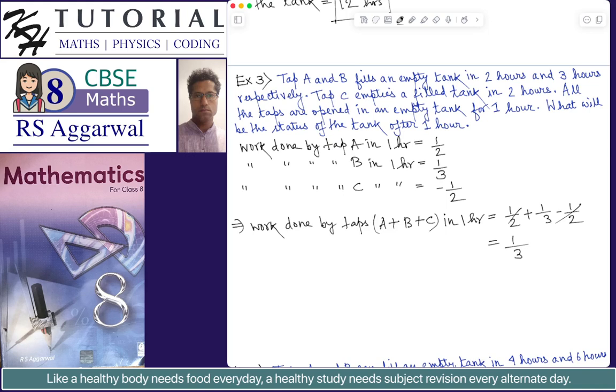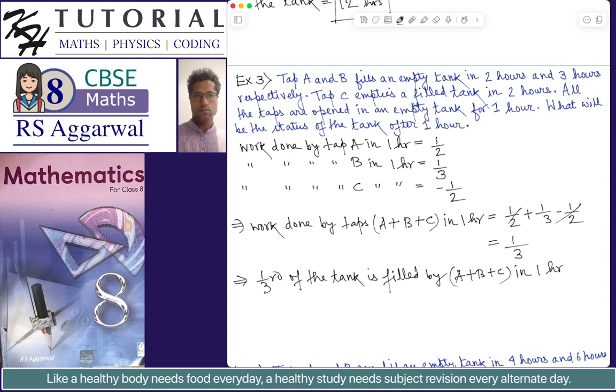They are working, all the taps are opened in an empty tank for 1 hour. So after 1 hour, definitely we can say that 1/3 of the tank is filled by A plus B plus C in 1 hour.